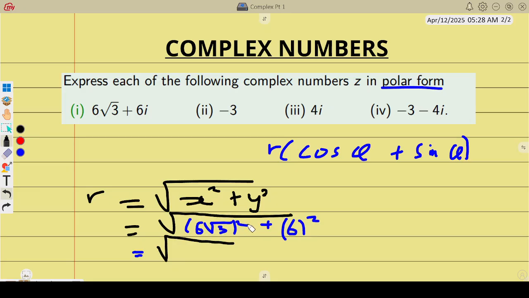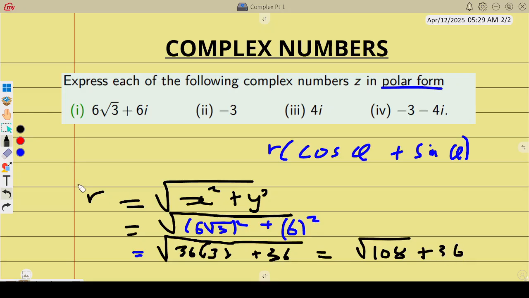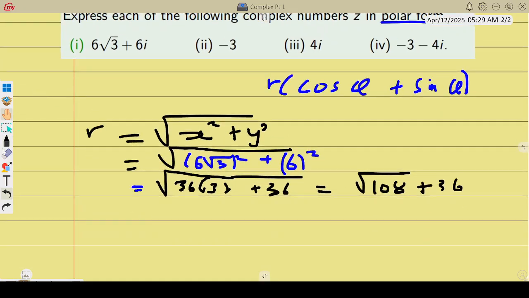So 6 times 6 is 36, and the root cancels with the power, so you just remain with a 3. Plus here we have 36. This simply means 36 times 3. When we multiply, we get 108. So plus 36. Then 108 plus 36 is 144.